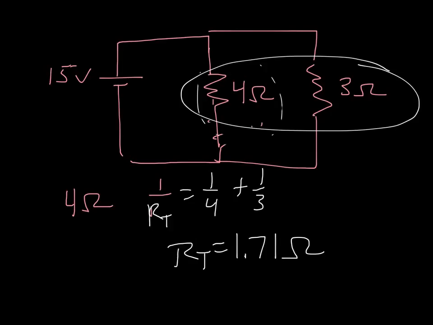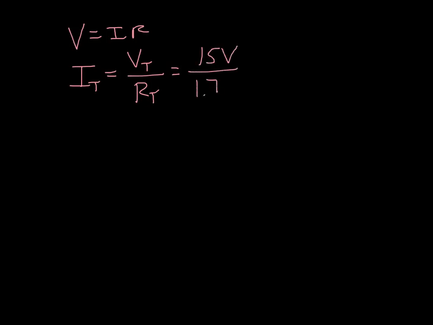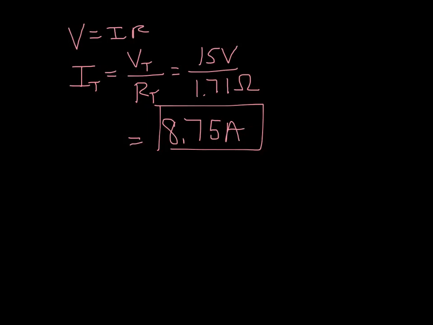Now that we have our total voltage and our total resistance, we can calculate our total current. Again, remember that V equals IR. So our IT equals total voltage over total resistance, where our total voltage is 15 volts and our total resistance is 1.71 ohms, which we just calculated. That gives us a total current of 8.75 amps. Once we have that, we can start working back through and calculating all of our other components, our voltage drops and our currents through each of our other components.